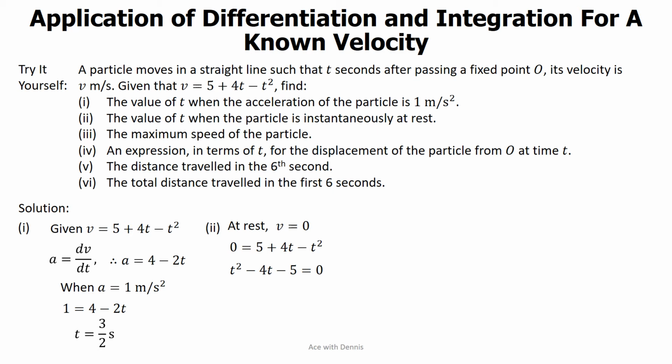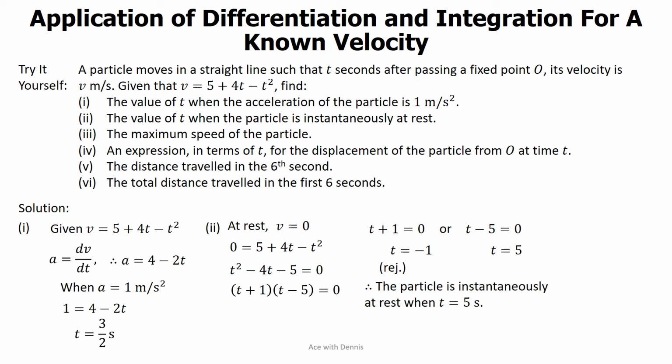First, we make t squared minus 4t minus 5 equal to 0. Then we factorize, we get t plus 1 times t minus 5 equals 0. t plus 1 equals 0, or t minus 5 equals 0. Hence, t equals negative 1, t equals 5. We reject t equals negative 1 because t is always positive. Therefore, the particle is instantaneously at rest when t equals 5 seconds.